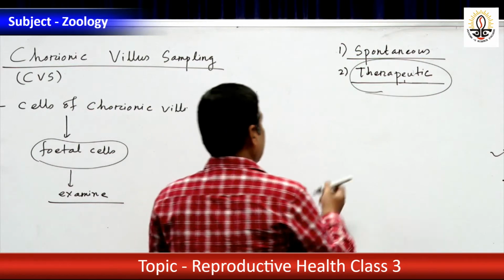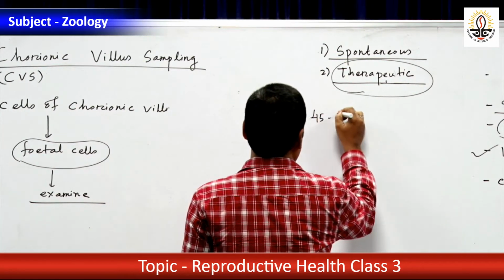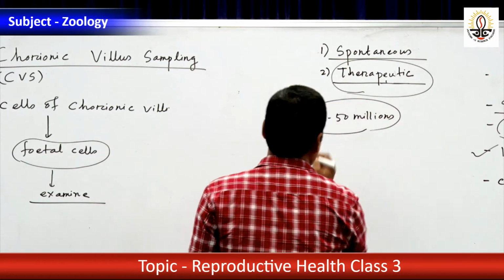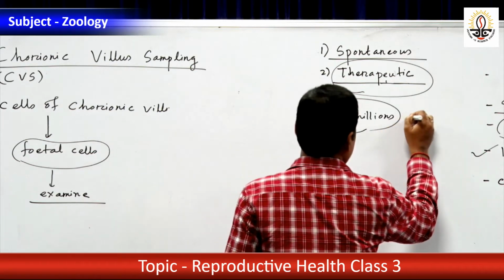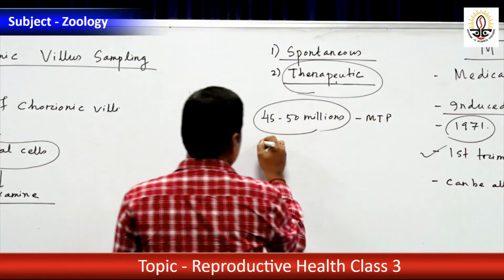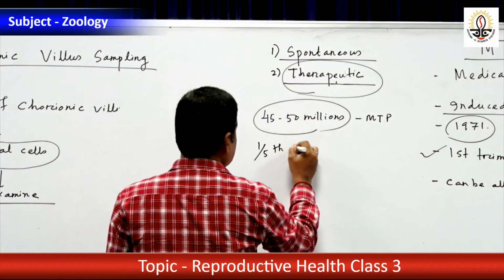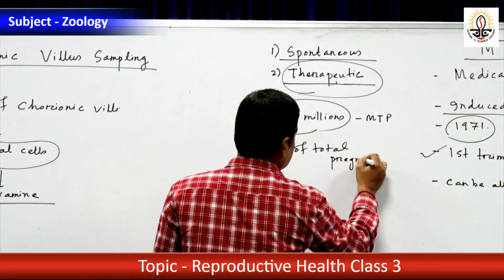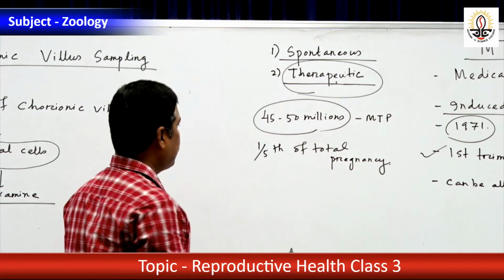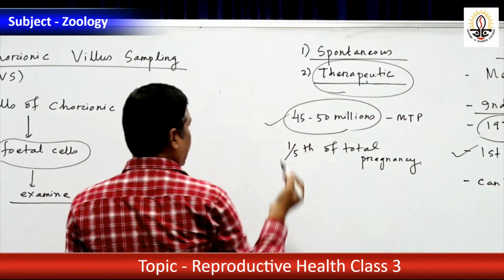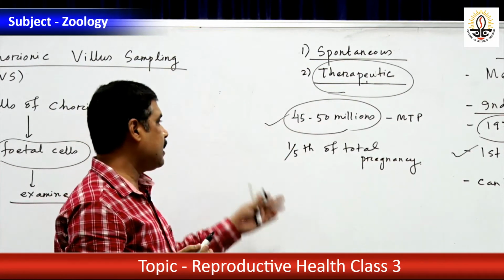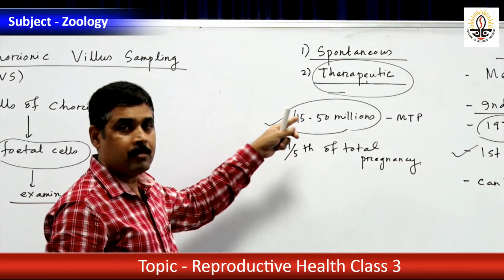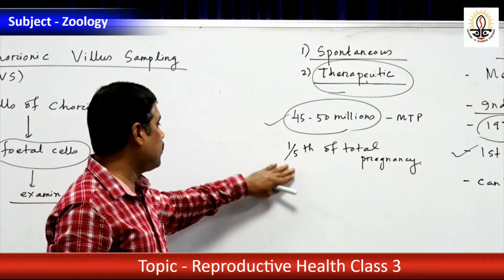In the world there are 45 to 50 million MTPs, and it measures one-fifth of total pregnancies. One-fifth of total pregnancies. Whether they are unrecognized or under doctor's supervision, this is the number of MTPs carried out in the world, which is one-fifth of total pregnancies.